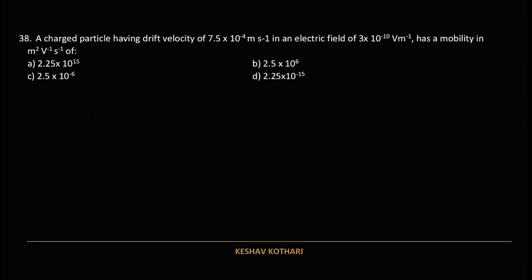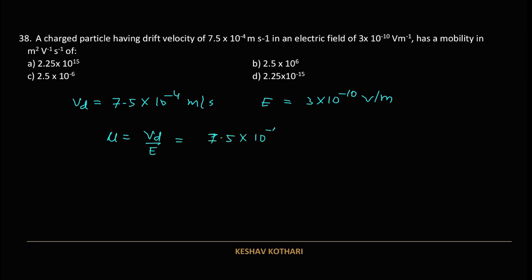A charged particle having drift velocity equal to 7.5 into 10 to the power minus 4 meter per second in an electric field of strength 3 into 10 to the power minus 10 volt per meter. You have to find the mobility. So the value of mobility is equal to Vd by E. So that is 7.5 into 10 to the power minus 4 upon 3 into 10 to the power minus 10, and we attain a value equal to 2.5 into 10 to the power 6. That is, it is equal to option 2. So 2.5 into 10 to the power 6 meter square volt minus 1 second minus 1 is the correct answer for mobility in this particular problem.